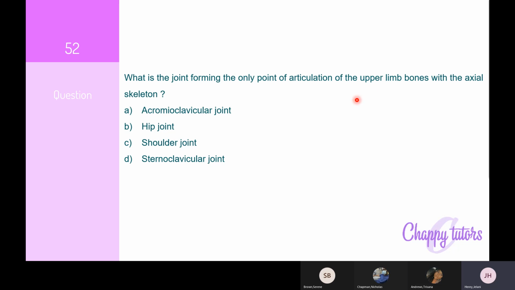Remember, the sternal end of the clavicle articulates with the sternum, hence the name sternal end, via the sternoclavicular joint. And the names of joints basically tell you what they're joining. So sternoclavicular, it's joining the sternum and the clavicle. Acromioclavicular, that is the acromion of the scapula and the clavicle. But yes, D is the correct answer here.